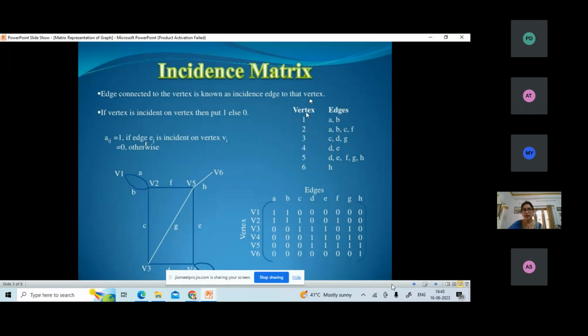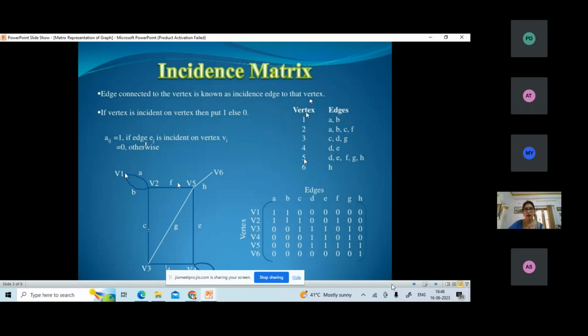For example, these are the set of vertices v1, v2, v3, v4, v5, v6, and these are the edges. Two edges are incident on vertex 1. And vertex 2, how many edges? A, B, C, F: four edges are incident. In vertex 3, C, G, D are the three edges incident on vertex 3.